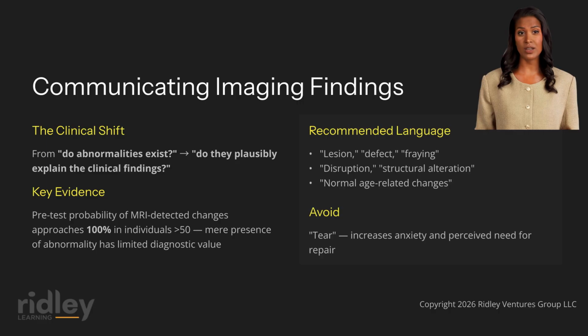The FIMAGE authors recommend adopting more precise and less value-laden terminology such as lesion, defect, fraying, disruption, structural alteration, or degeneration to help reduce patient anxiety and the perceived need to intervene by avoiding language that implies trauma or a requirement for repair. Reframing many of these findings as normal age-related changes rather than disease may help guide more appropriate care and reduce unnecessary interventions. At a health system level, clearer language could reduce overdiagnosis and overtreatment, conserving resources for higher-value care.